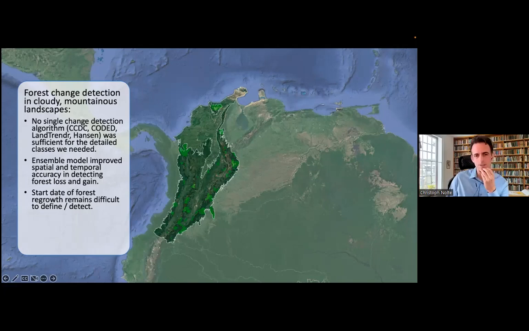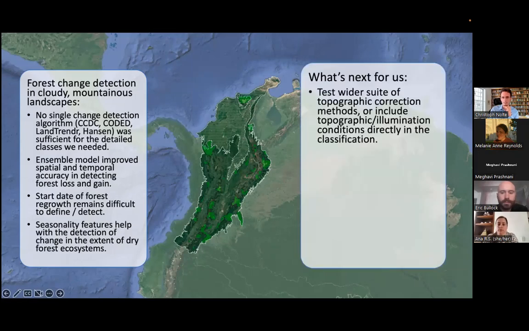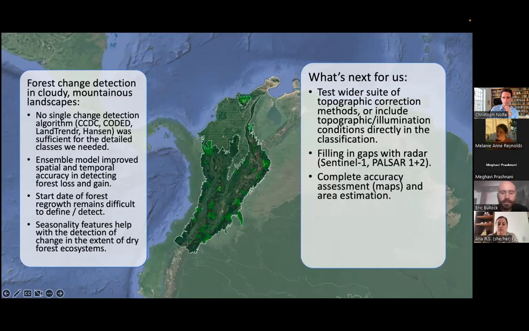Tracking regrowth and deforestation, which of course is a goal for forest conservation in the Andes, remains difficult. But on the other hand, we are really happy with how the seasonality features help us detect change in the extent of dry forests. What's next for us? Test a wider suite of topographic correction methods, or include the illumination and topographic conditions directly in the classifier. Filling in gaps in extremely cloudy areas with radar.